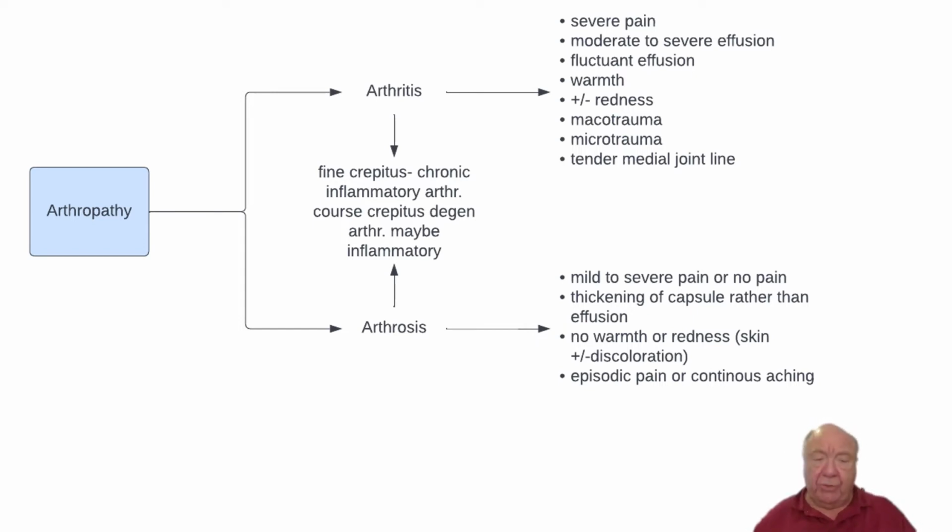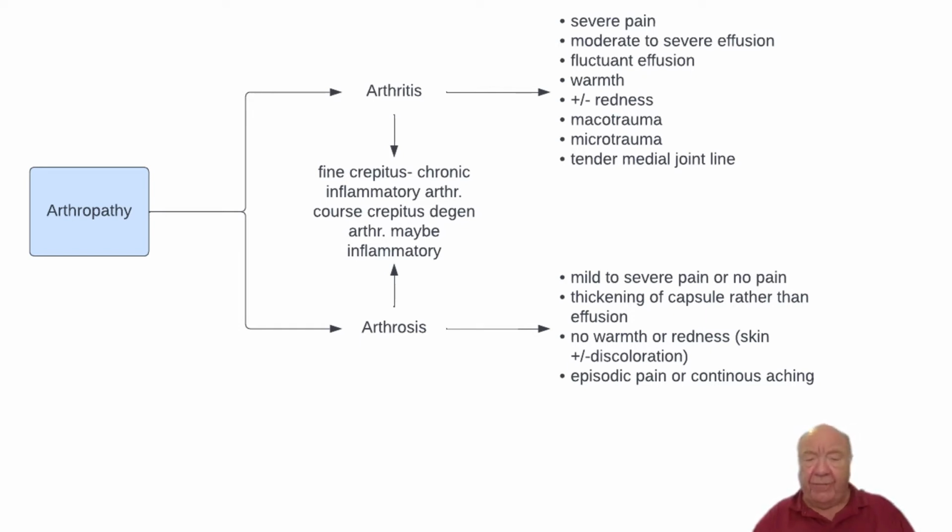They can both produce crepitus. Fine crepitus is an indication of long-term inflammatory conditions, arthritis, while coarse crepitus, very coarse crepitus, is generally degenerative arthritis, but less coarse crepitus can be either osteoarthrosis or an inflammatory condition.